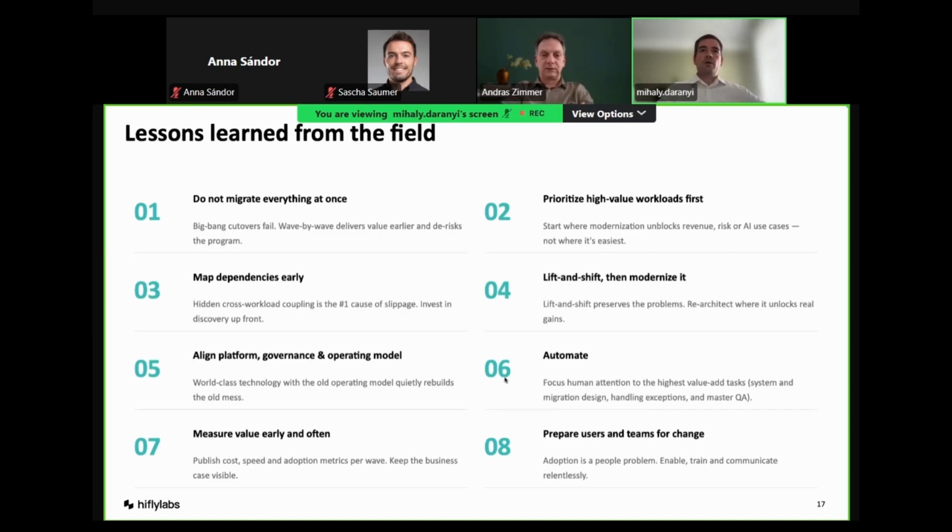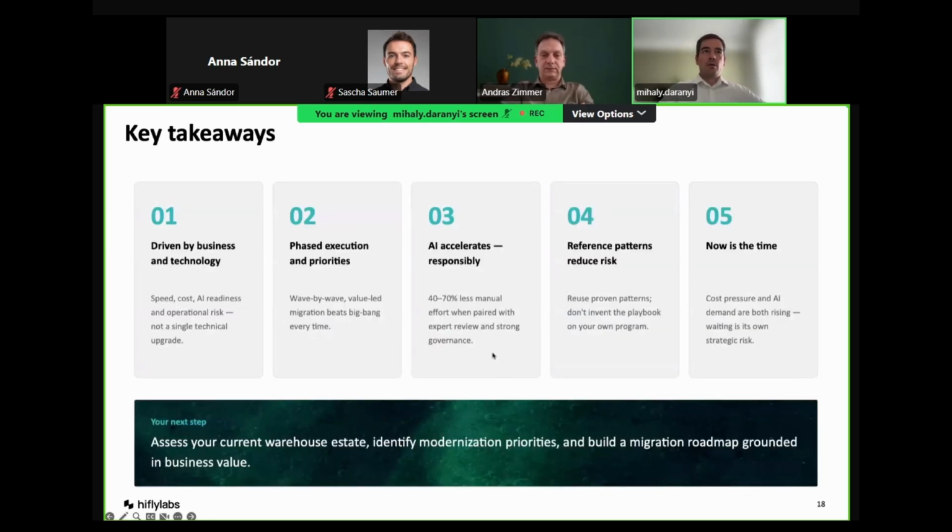Okay, so sorry about the internet connection right now. Just jumping to our last slide, which will summarize the key takeaways. The first one is that modernization is driven by business and technology together: speed, cost, AI readiness and operational risk. Framing it as a tech upgrade alone is really problematic, and most of the time a program that starts as a tech upgrade fails, and that's a really important note to take at the end.